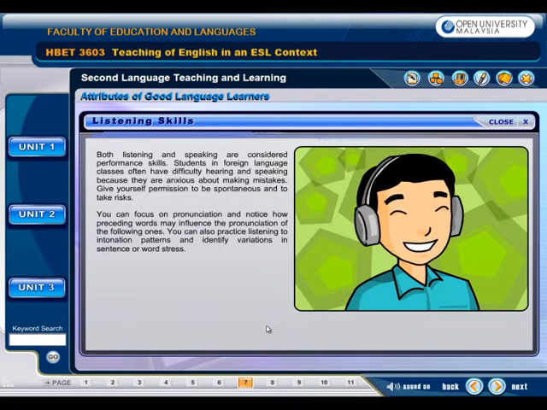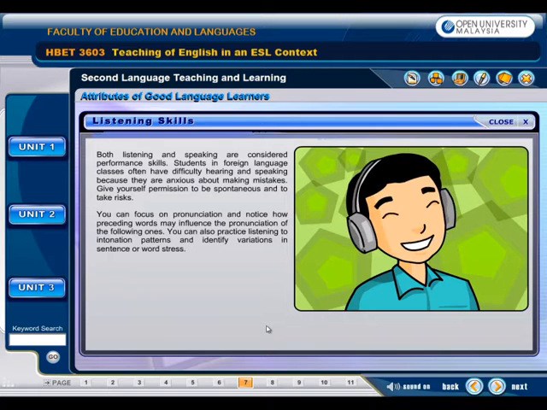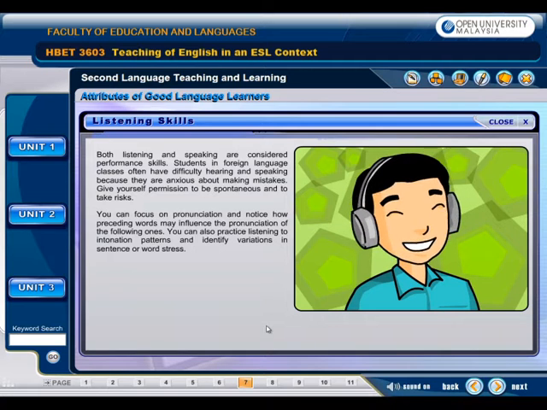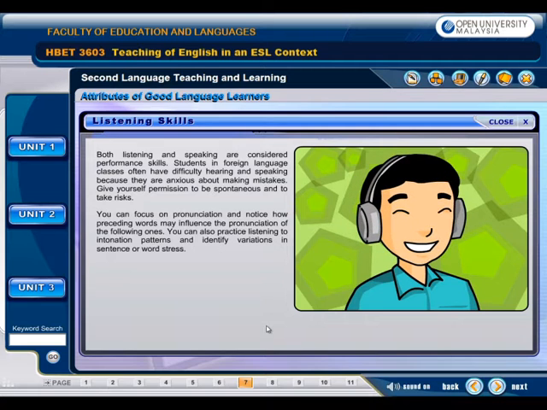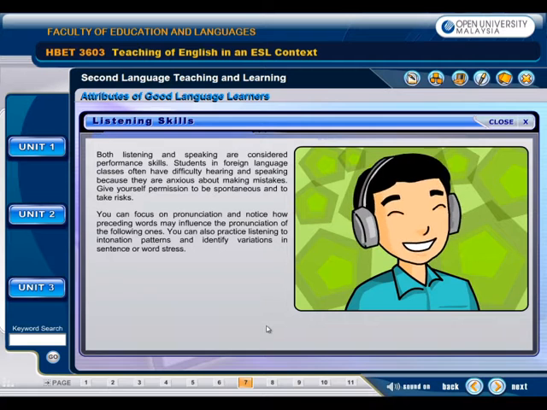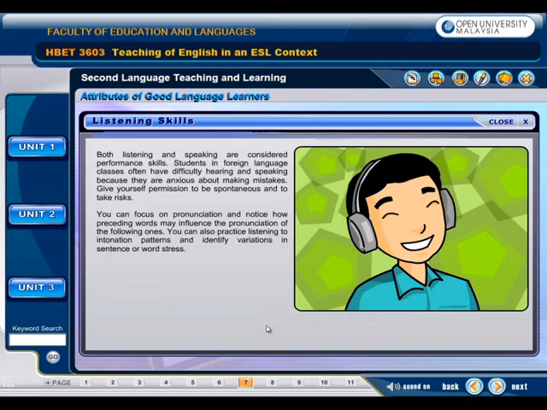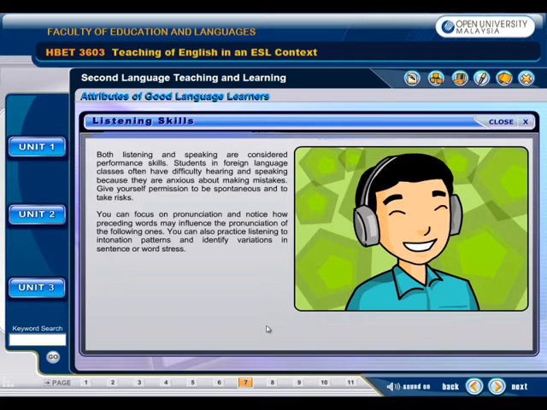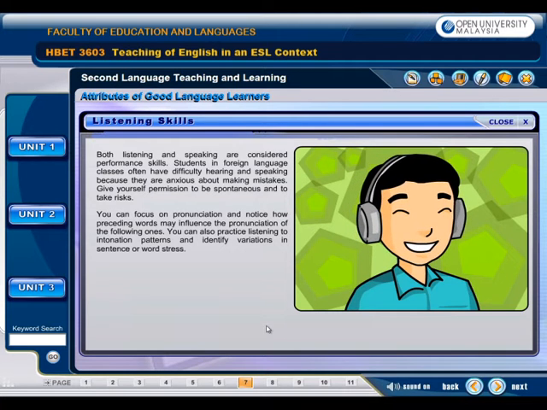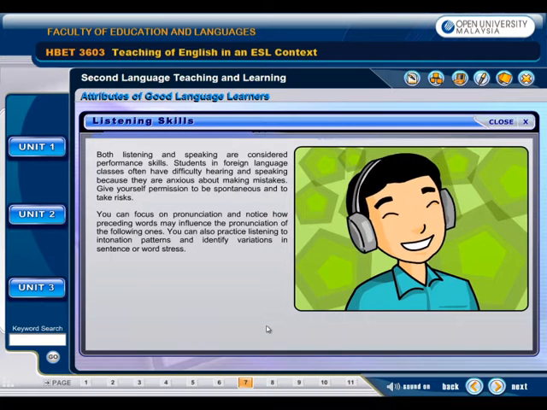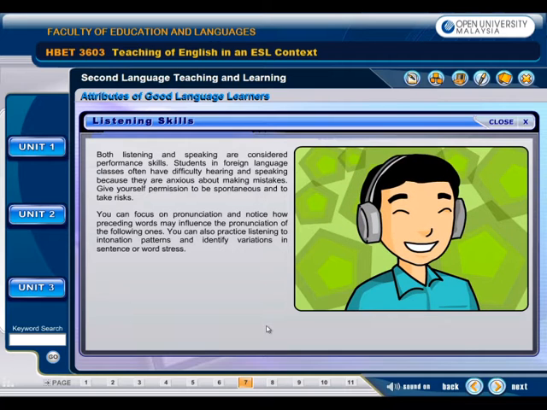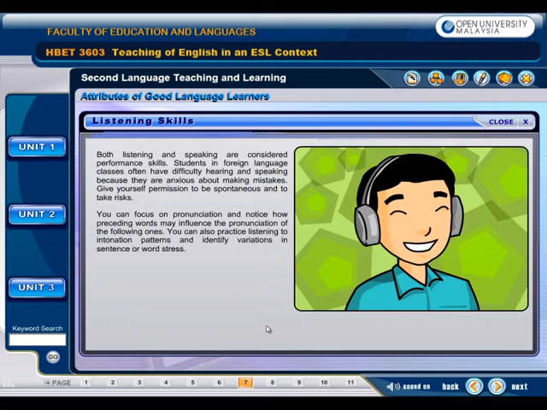Both listening and speaking are considered performance skills. Students in foreign language classes often have difficulty hearing and speaking because they are anxious about making mistakes. Give yourself permission to be spontaneous and to take risks. You can focus on pronunciation and notice how preceding words may influence the pronunciation of the following ones. You can also practice listening to intonation patterns and identify variations in sentence or word stress.